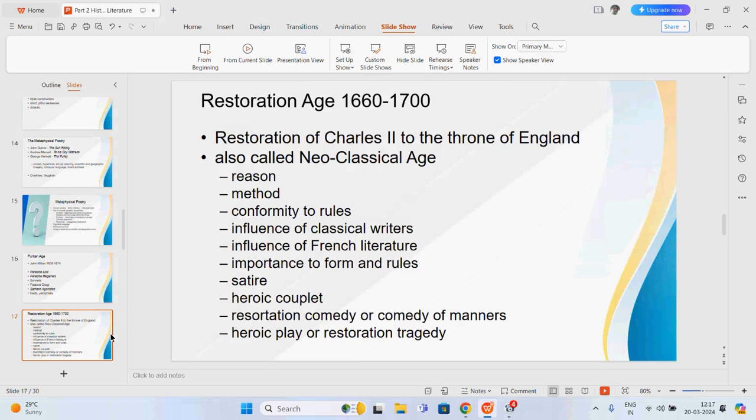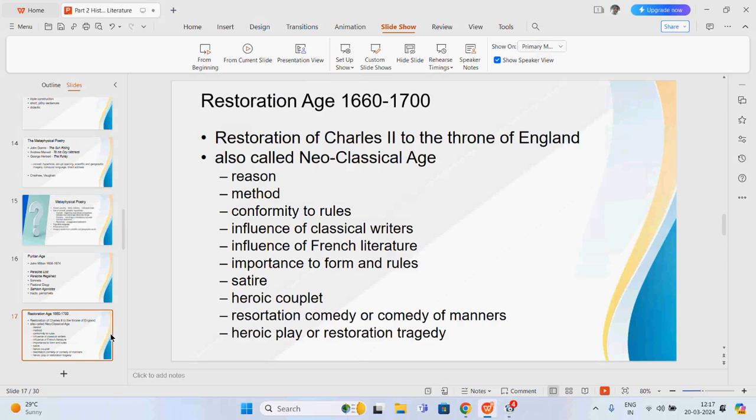You will read more about an epic, how it is a long narrative poem, how it begins in the middle of action, how it encompasses a vast area. There are many features of an epic that we will discuss when we come to the next semester. For now, let us move to the next age, the age of Restoration.